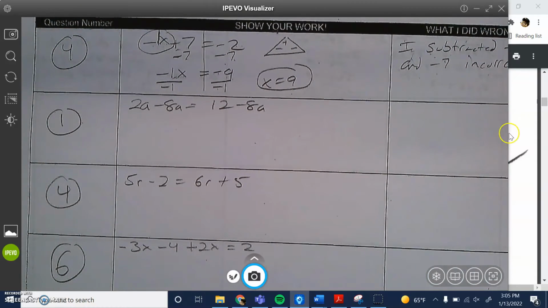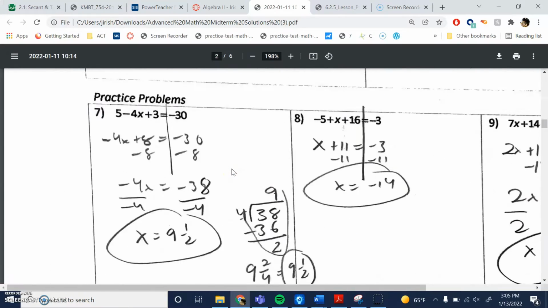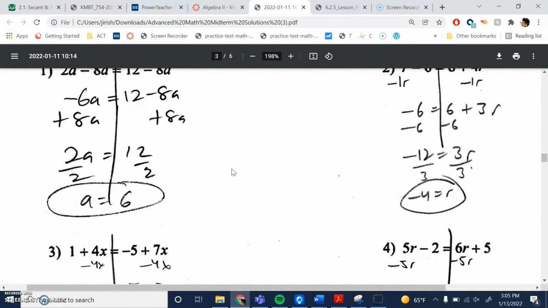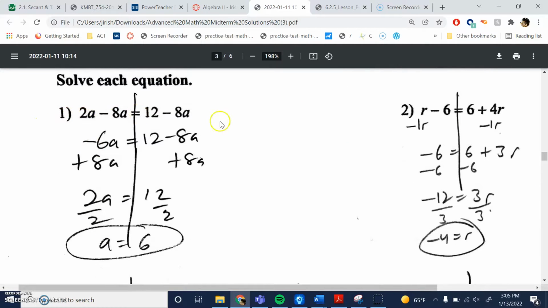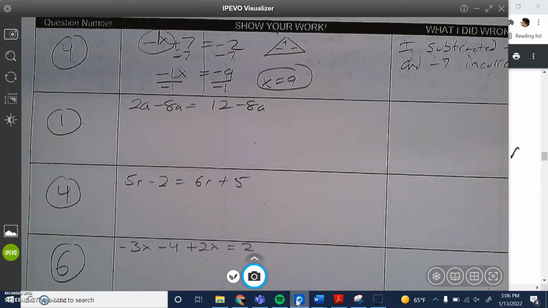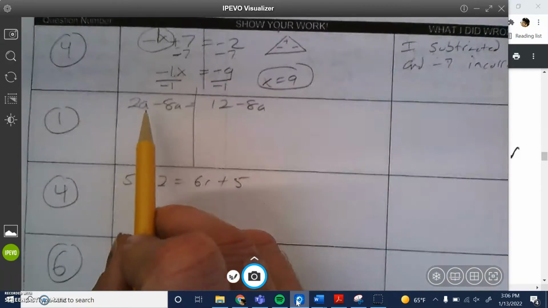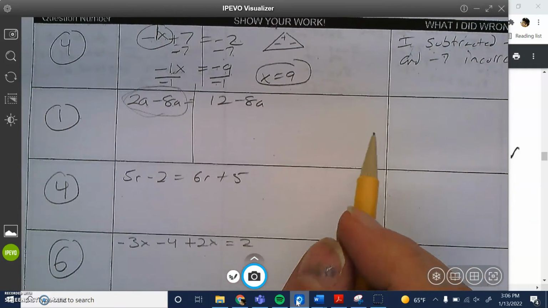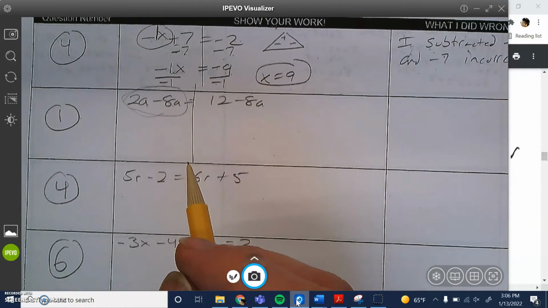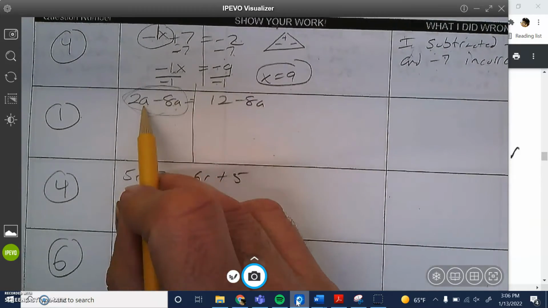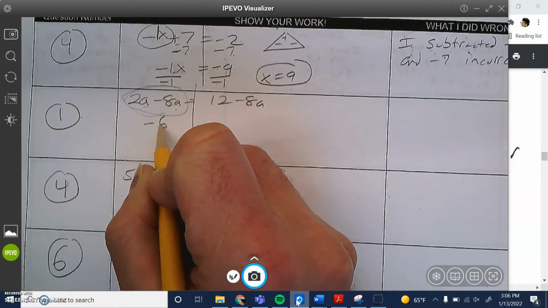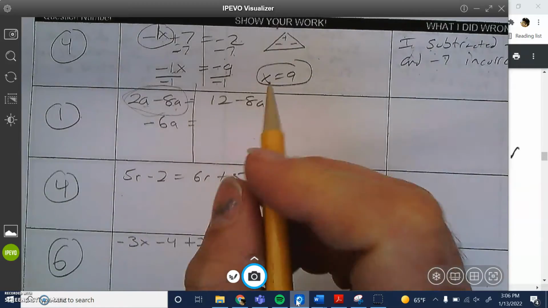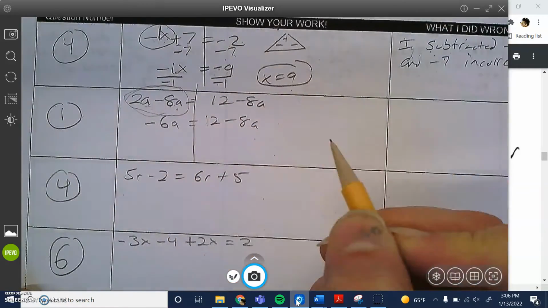Another request was actually one that Mr. Irish did, so this is a good one to know. This one has variables on both sides. You didn't even have to do this one during the practice test, but it was on there anyway. I got variables here, here, and here. I can only combine them on the same side of the equation. So 2a minus 8a, that's not 6, that's negative 6a. Then 12 minus 8a.